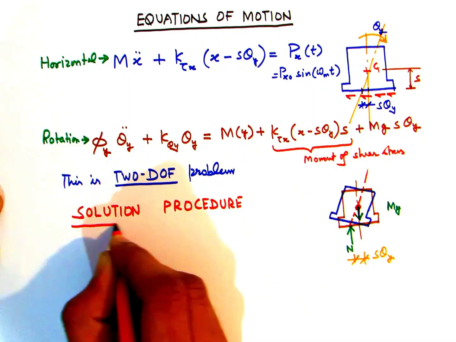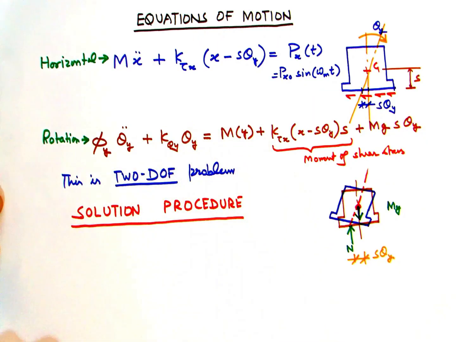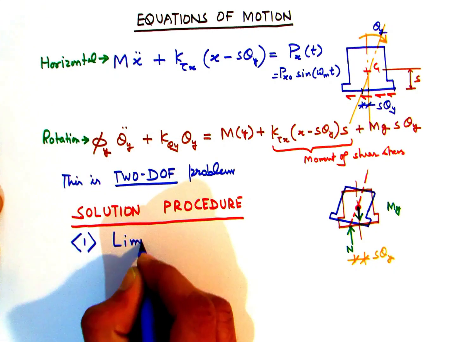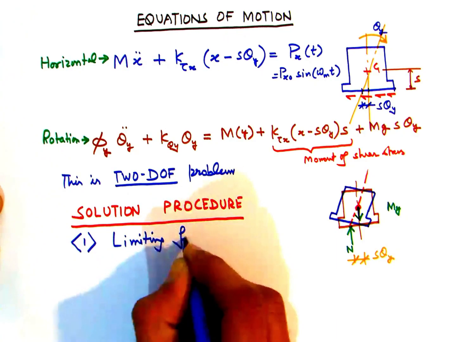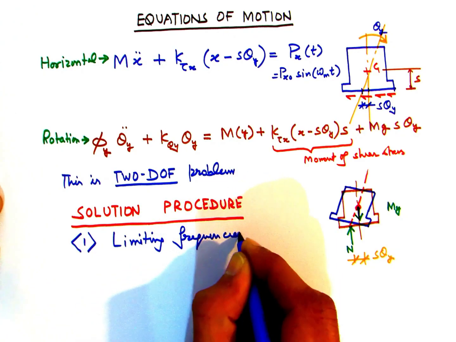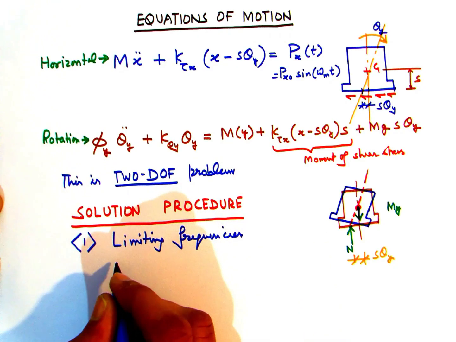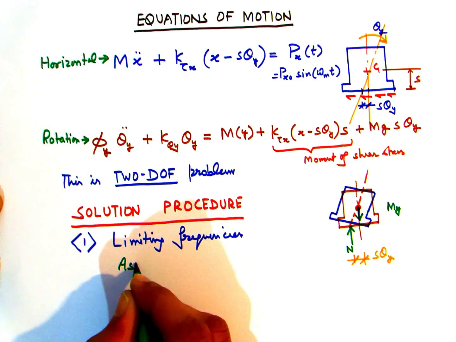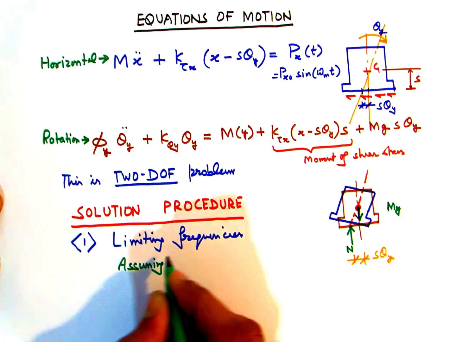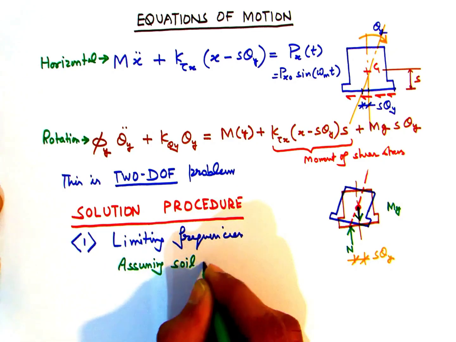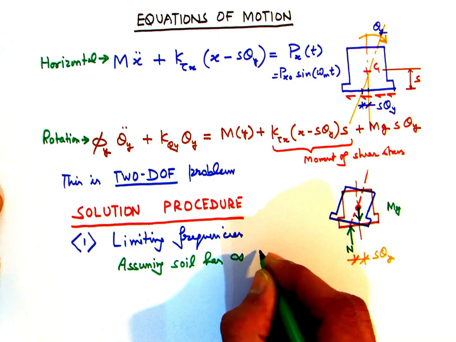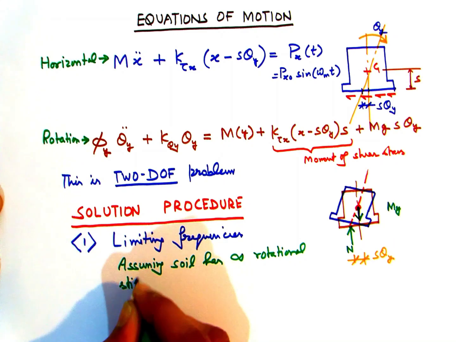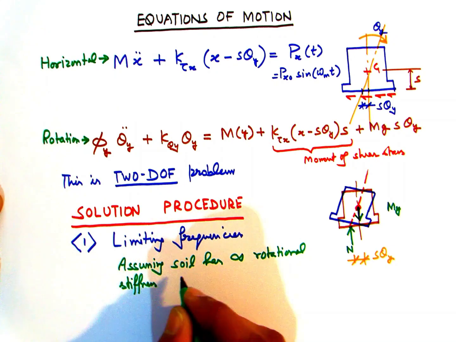We are not deriving the final solution, but we are just writing down the steps involved. So the first step is that we have to obtain the limiting frequencies. By limiting frequencies we mean the hypothetical case of pure sliding and pure rocking. So first of all we assume that the soil has infinite rotational stiffness. If that is the case, then the system will undergo pure sliding only.